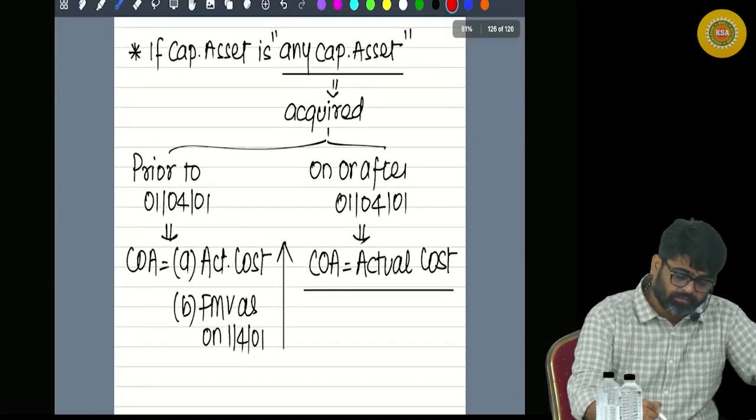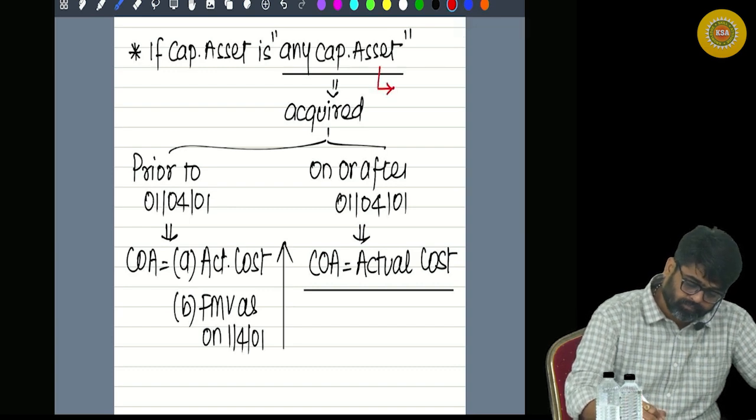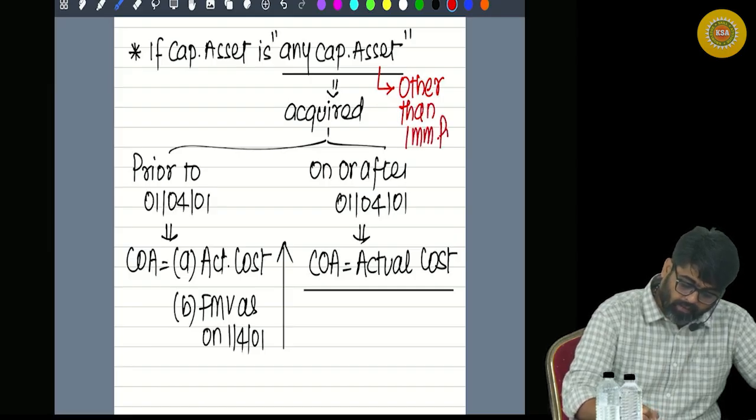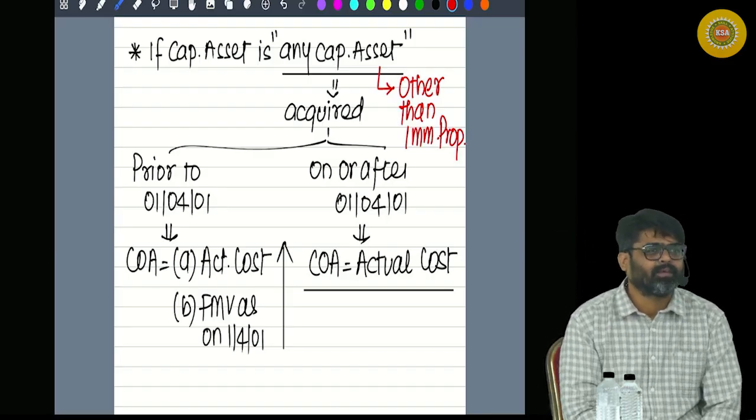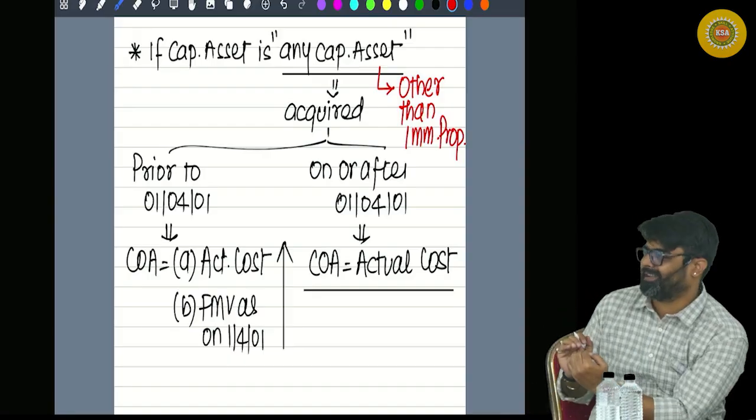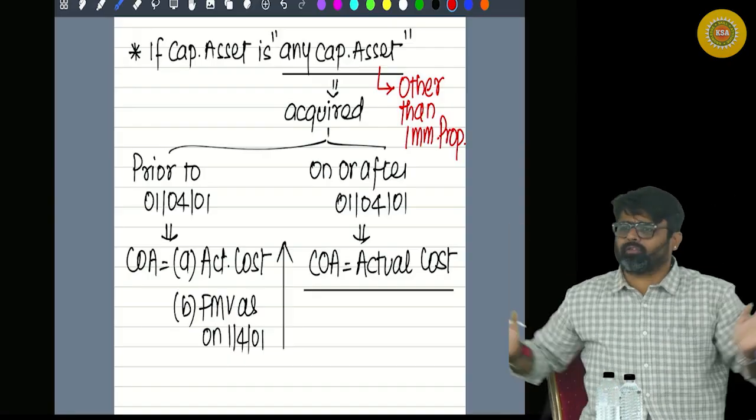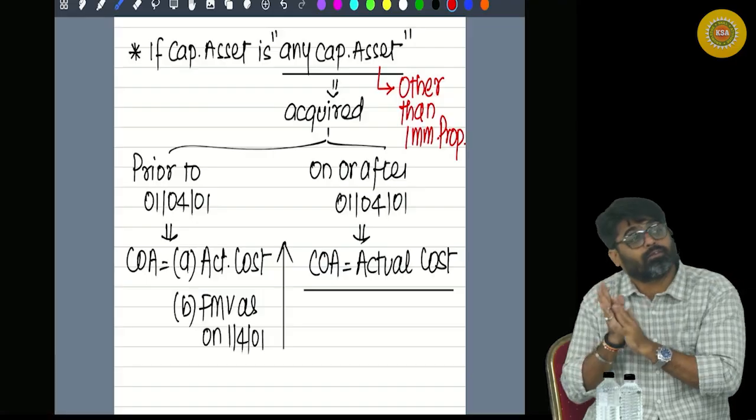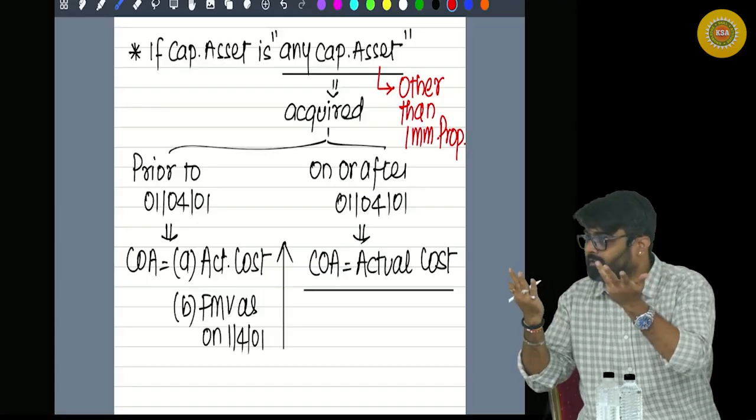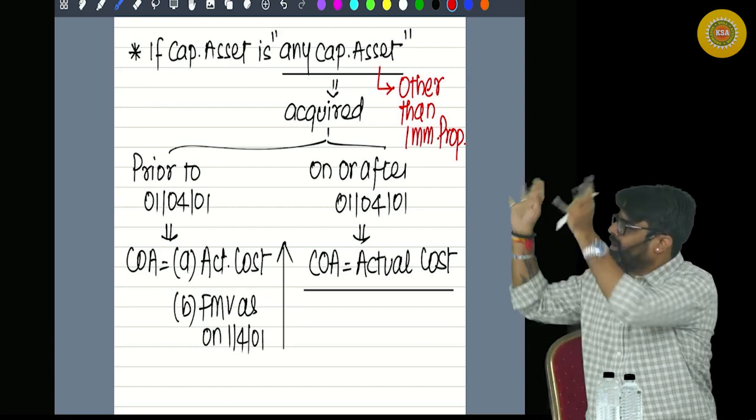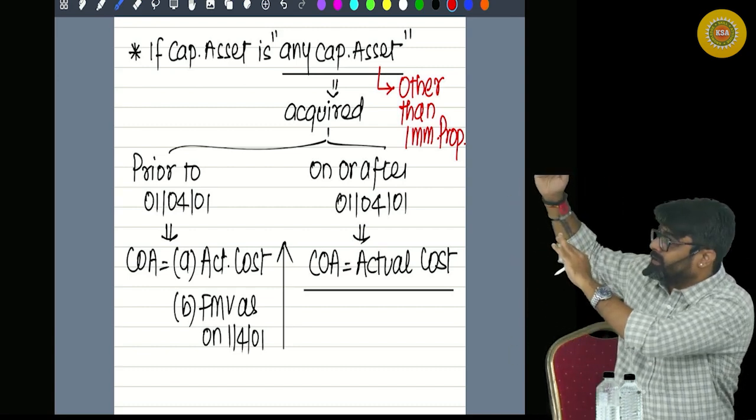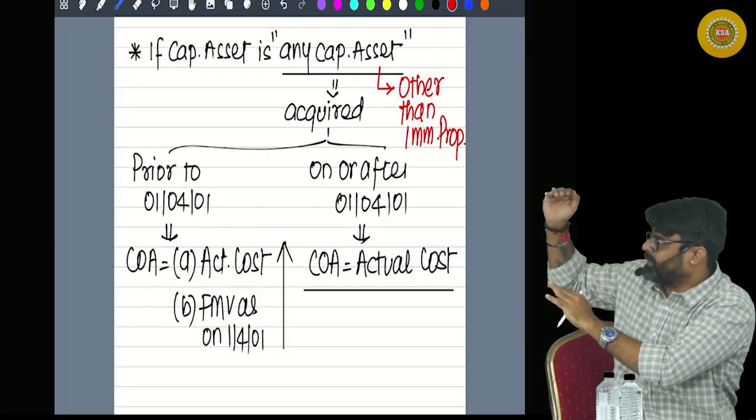Any capital asset other than immovable property. Let's separate immovable property. What I have done? For all assets, I am supposed to do this only. For all assets, I have to do this only. Let's separate immovable property.